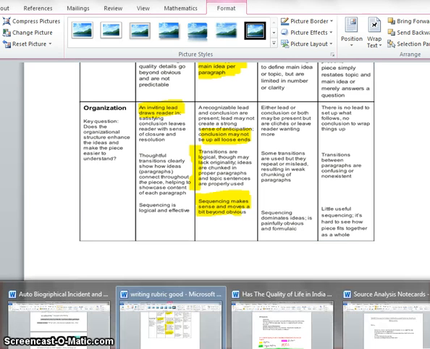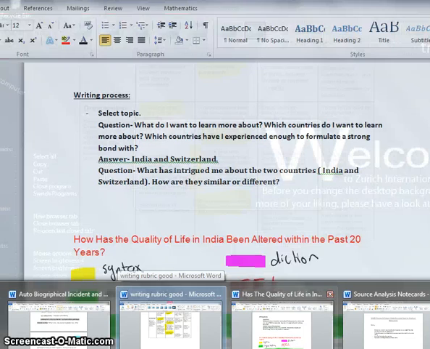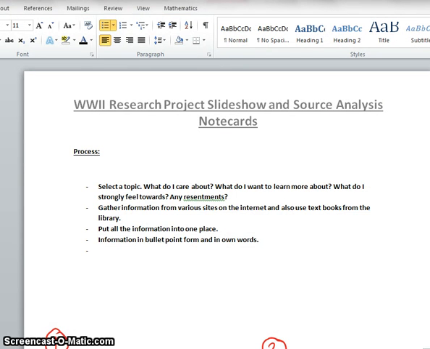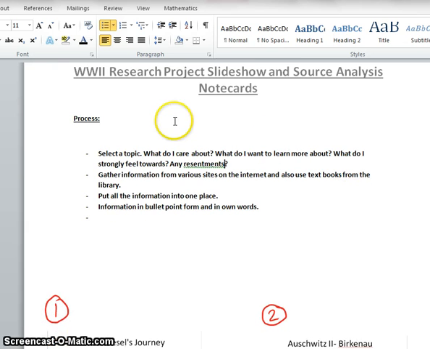So now, swiftly transitioning into my source analysis and my World War II presentation. Here it is. My process in my World War II research project was firstly to select a topic, which connected to what I really care about, what I want to learn more about, and what I strongly feel towards. After maybe 5-10 minutes of thinking, I created one of my own: to follow the journey of the Jews across the 5 different camps that they had to endure.